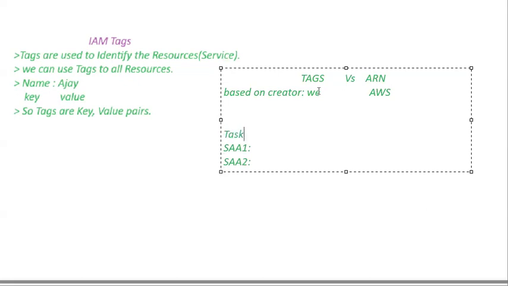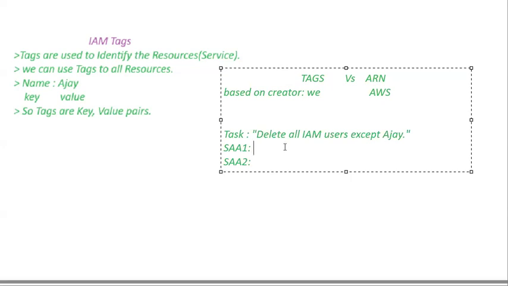What is the task? Since they are working in my company, I give them a task: delete all IAM users except Ajay. Since we created Ajay previously, except that Ajay, delete all IAM users. I told this to both the solution architect associates. Now, let's see how they did it.